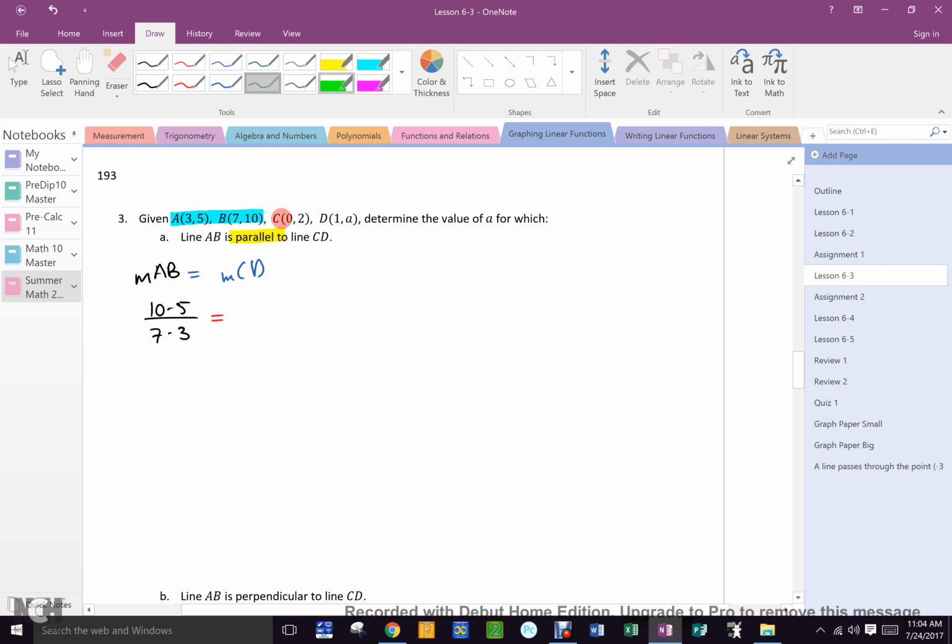No. What is the slope of CD? A minus 2 over 1 minus 0, which is 1. Now, simplify. What's 10 minus 5? 5 over 4 would have to equal A minus 2, correct? How do I solve that? Cross multiply. 4A minus 8 equals 5 times 1, which is what? 5. Solve that. What does it mean to solve that?